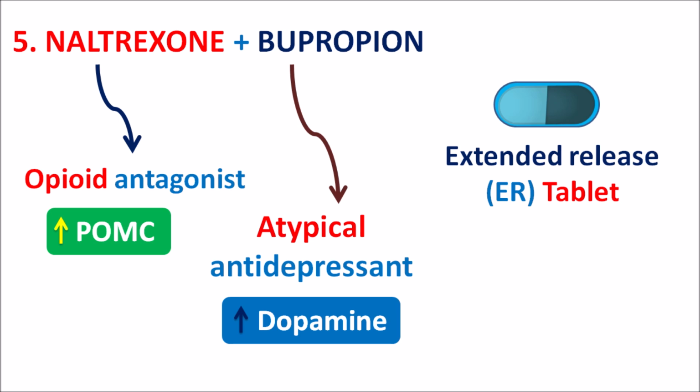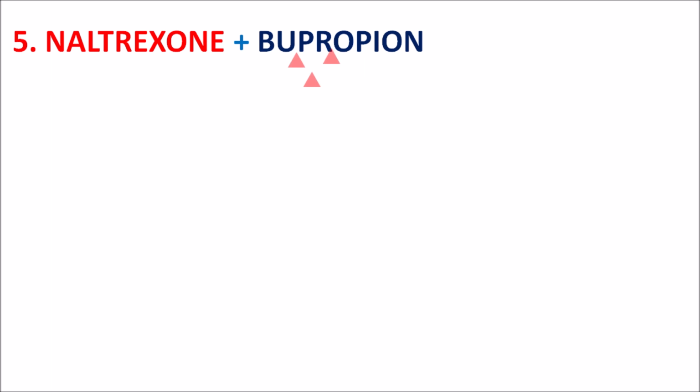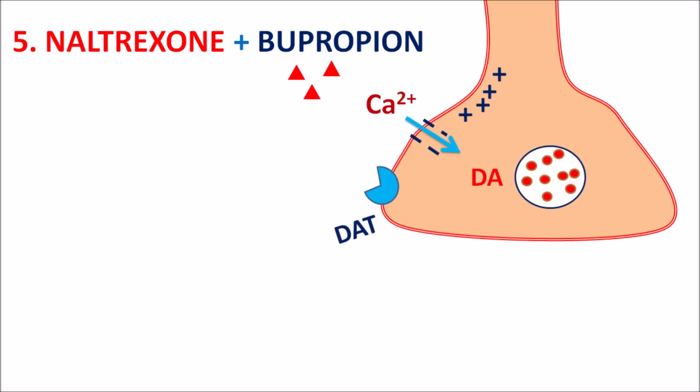the POMC activity. Here bupropion mainly acts on the dopaminergic neurons. It can block the dopamine transporter, which is responsible for reuptake of dopamine. When this transporter is inhibited, the dopamine is more released within the synaptic cleft, which increases dopaminergic transmission. When this dopaminergic transmission is increased within the CNS, it can increase the POMC activity.